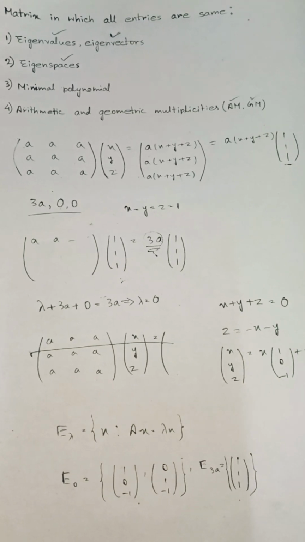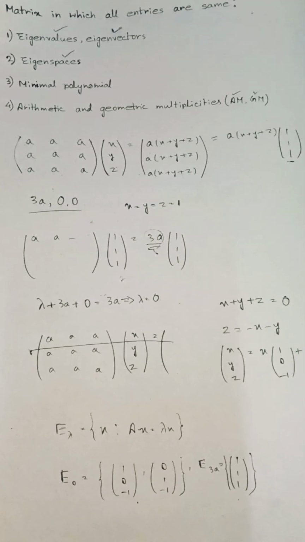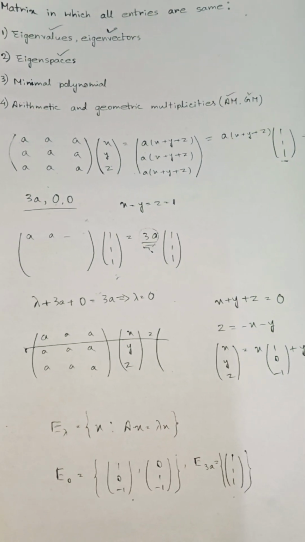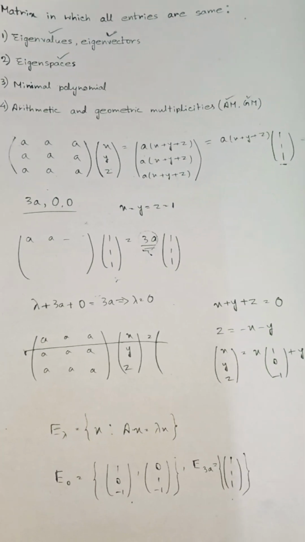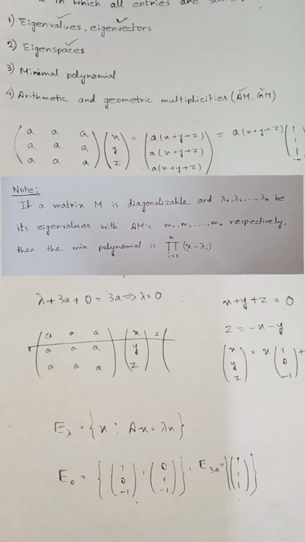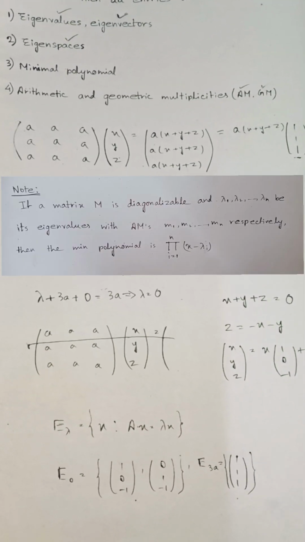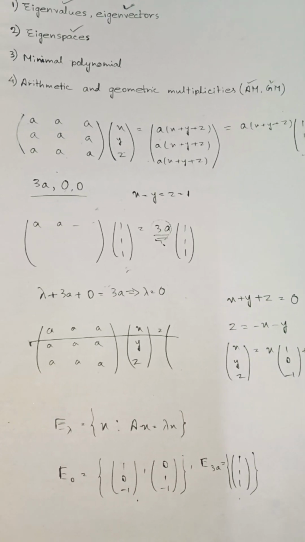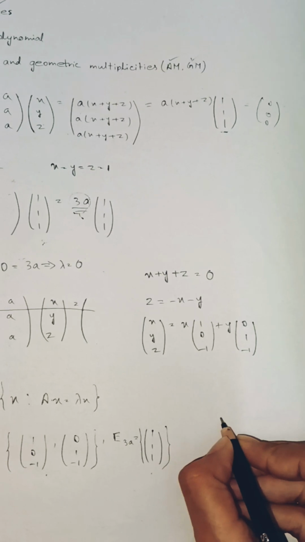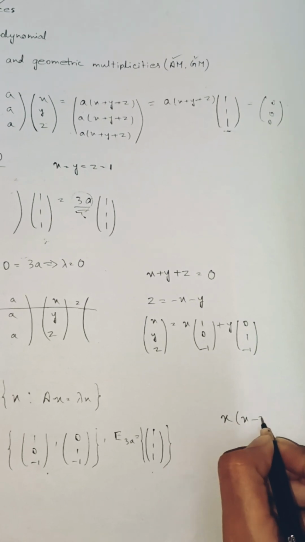Now to find the minimal polynomial. Since we know that this matrix is diagonalizable, we will apply another note, this one. So we conclude that the minimal polynomial for this matrix will be x into x minus 3a.